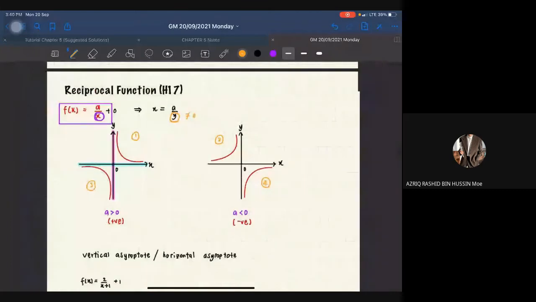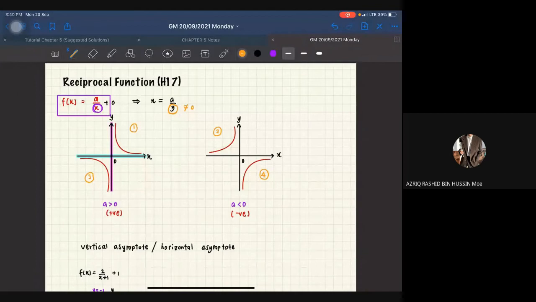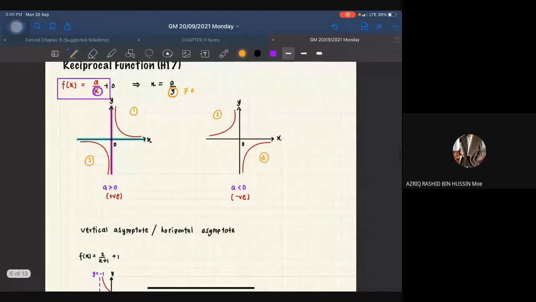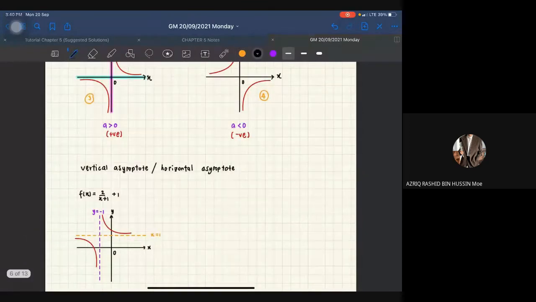Okay, boleh faham ke this one? Okay, semua orang okay? Okay, so kalau okay saya pergi yang dekat bawah ni sikit je.